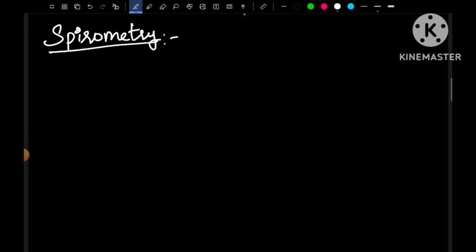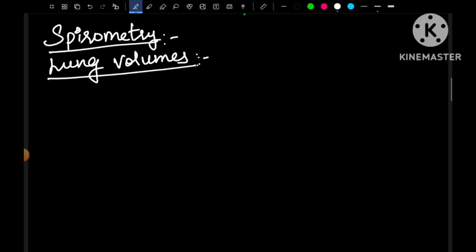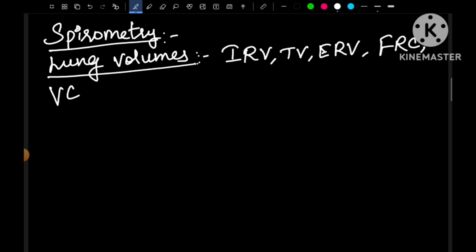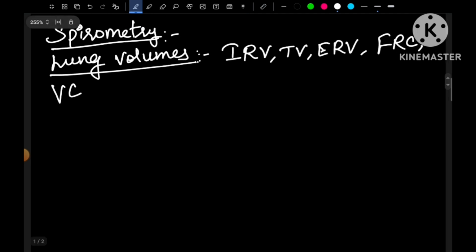So here basically we are going to deal with the lung volumes. There are many volumes, as you know, which are nothing but inspiratory reserve volume, tidal volume, expiratory reserve volume, functional residual capacity, right? Then vital capacity. So these are the volumes. Let's first see what is this graph which I am going to deal with.